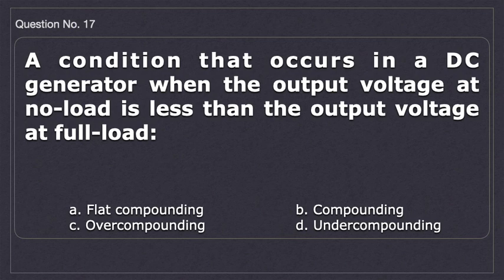Question number 17. A condition that occurs in a DC generator when the output voltage at no load is less than the output voltage at full load. A. Flat compounding, B. Compounding, C. Overcompounding, D. Undercompounding. Answer: C. Overcompounding.